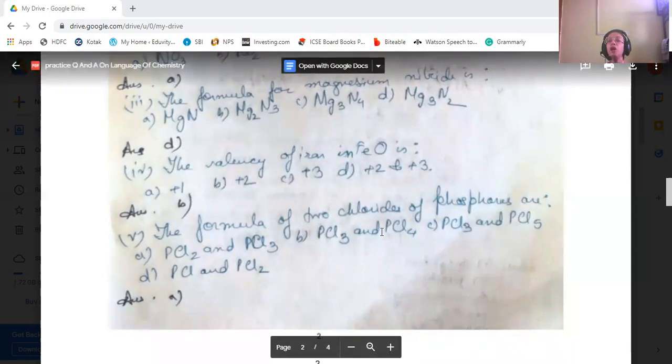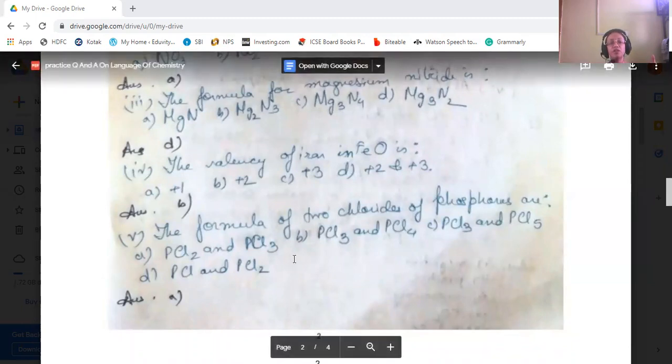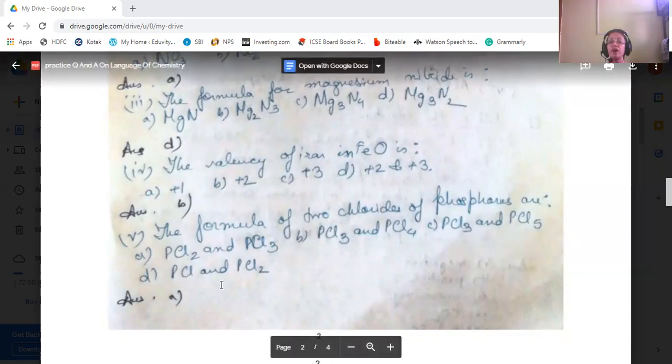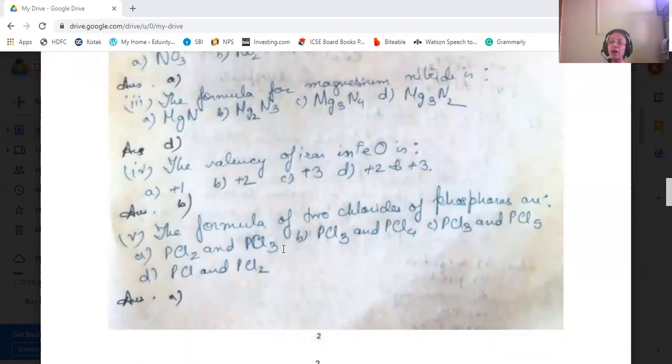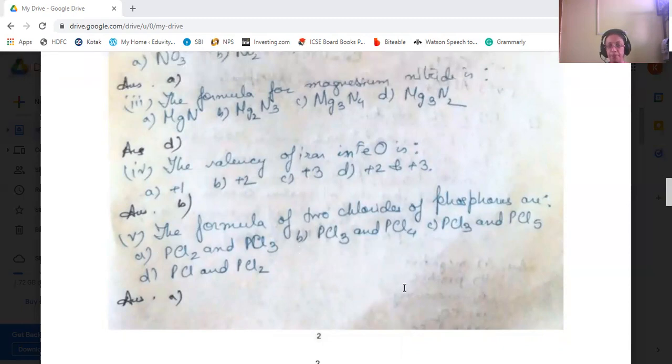The formulas of two chlorides of phosphorus are PCl2 and PCl3. This will be correct because phosphorus has 2 and 3 valencies. So the first option will be correct. Two chlorides of phosphorus will be PCl2 and PCl3.